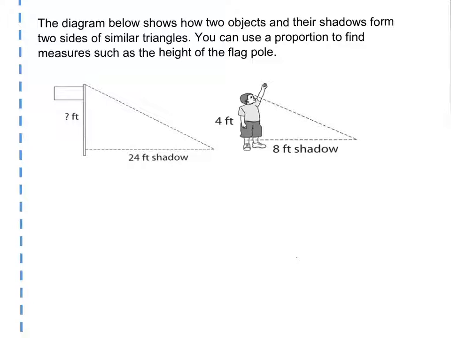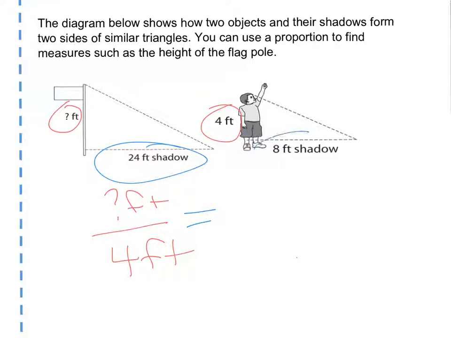You can use a proportion to find measures such as the height of a flagpole. In this case, we have the height of the flagpole and we can compare it to the height of an actual person. So we could say the height of the flagpole over the height of an actual person is similar to the shadow of the flagpole and the shadow of the person. By setting up that proportion, we can create a cross product and multiply diagonally. You also could figure out that it creates a scale factor if you were to simplify our fractions or our ratios.